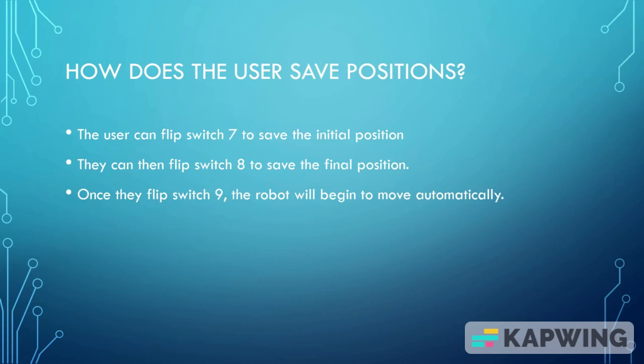How does the user save positions? The user can flip switch 7 to save the position that the robot is currently at, which is the initial position. Then they could flip switch 8, then they could move the robot to the final position, flip switch 8, that saves that position. Then flip 9 would tell the robot to move back and forth between those positions until switch 9 is flipped down.